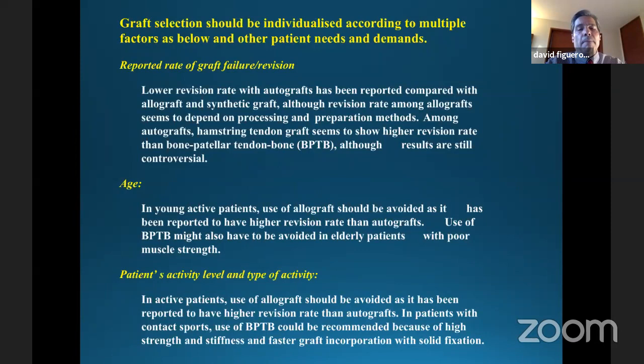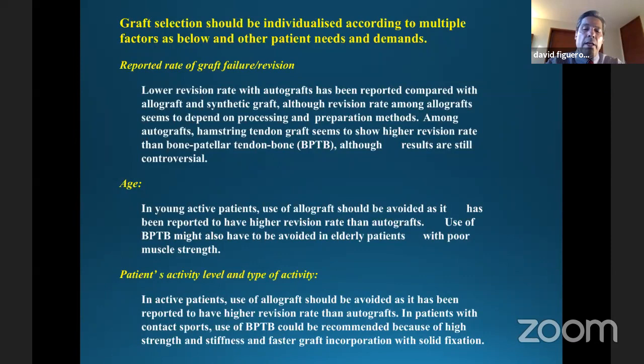According to age, in young, active patients, use of allograft should be avoided because a higher revision rate has been reported with that kind of graft. Use of bone-patellar tendon-bone might also have to be avoided in elderly patients because of poor muscle strength. According to the patient's activity level and type of activity, in active patients, use of allograft should be avoided, as it has been reported to have a higher revision rate than autograft.